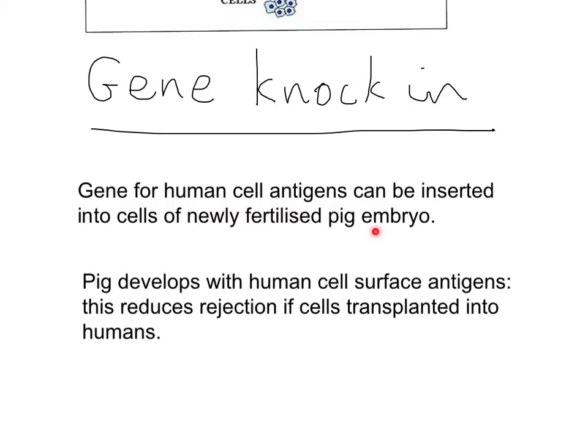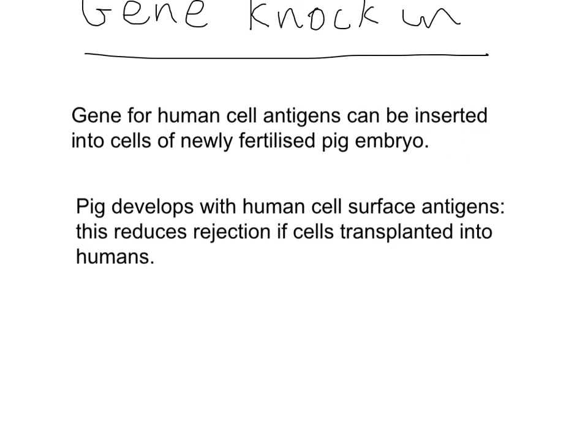Okay, so you've got these genes which have been inserted into your pig embryo. And as that pig develops, it will eventually be born expressing antigens which are human cell surface antigens on its cell surface. And again, this acts to reduce rejection if those cells were then transplanted into humans.